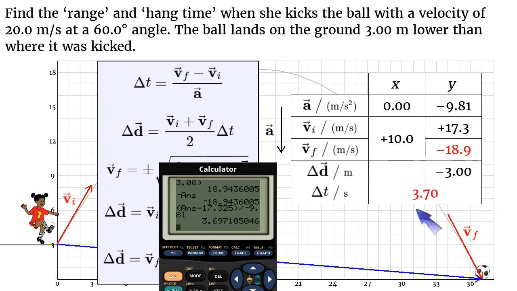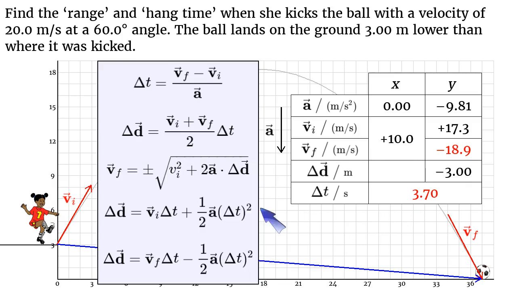So now we've completely solved for the y motion. There are no longer any unknowns. So now let's go back and look at the x motion again. The only unknown is the displacement. So the first equation that has displacement in it is equation number 2, which says displacement is equal to the average of the initial and the final velocity times time.